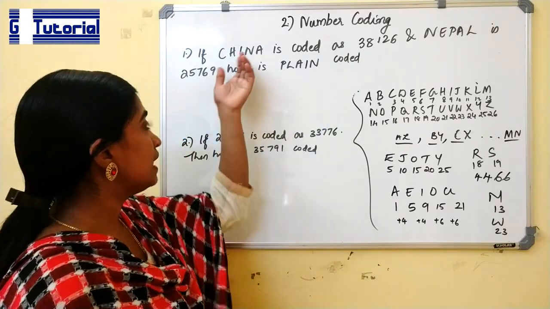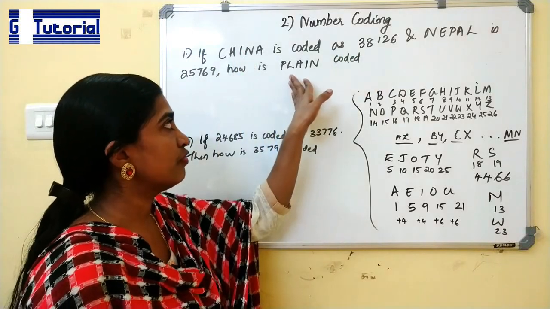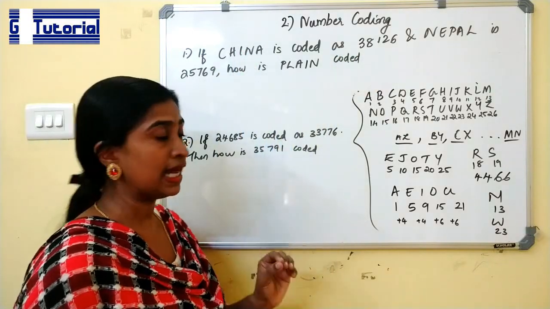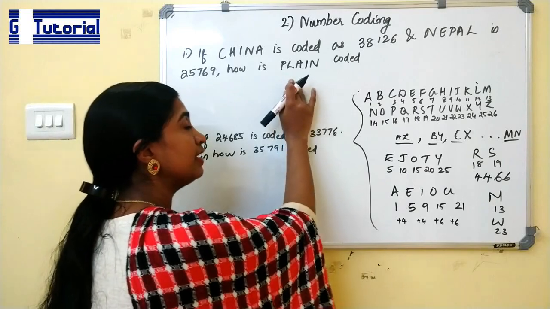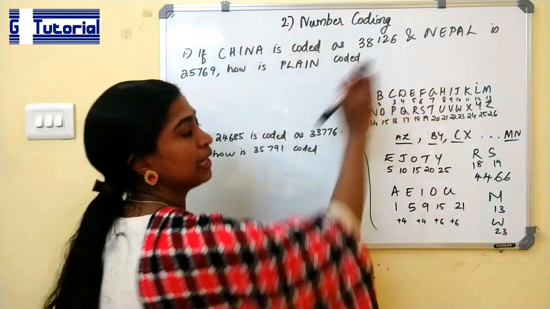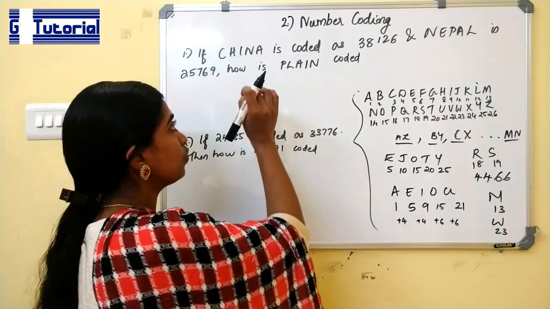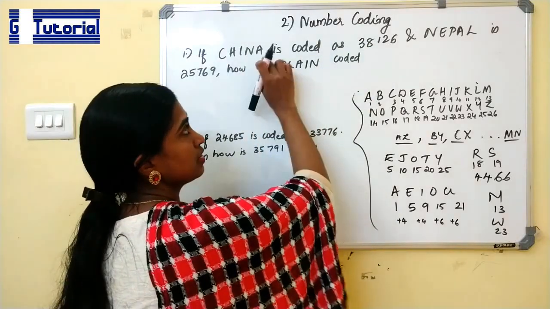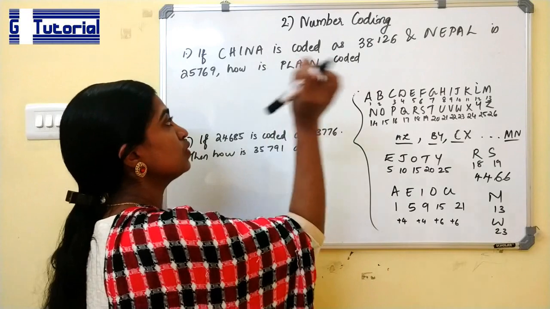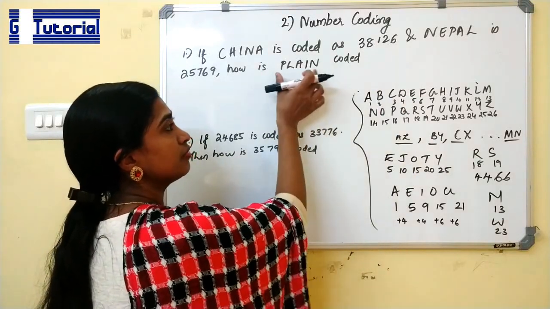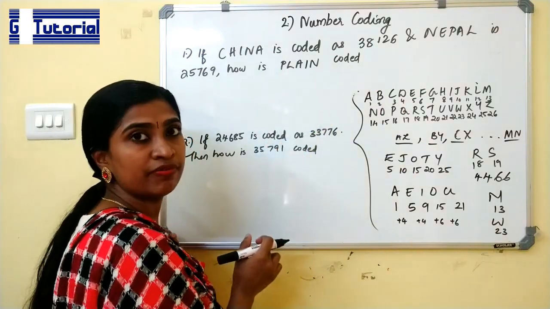So, from these two words, the word plane can be formed. That is, the alphabets used in the word plane will be present in China and Nepal, that is, in the other two words given in the question. And you can find the code for this from those words. And using that, you can find the solution for the given word.